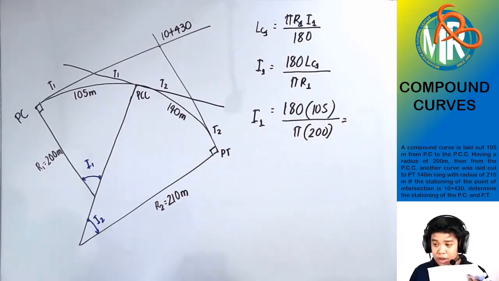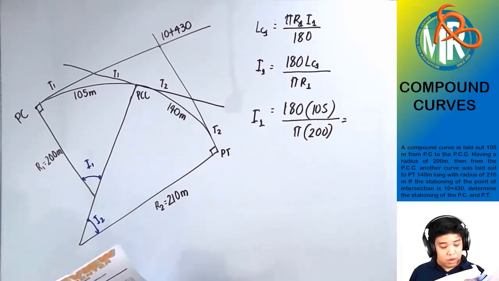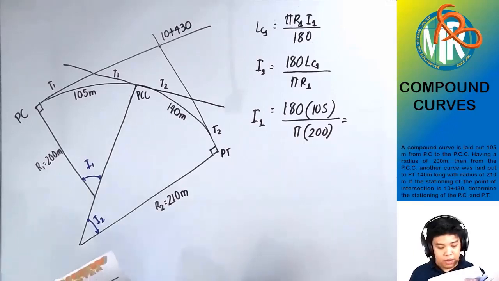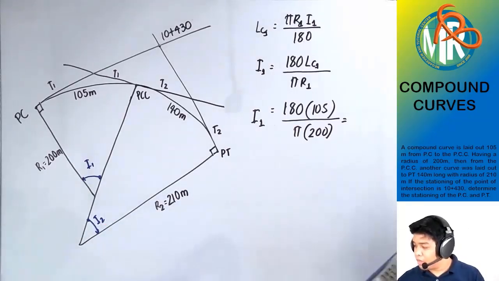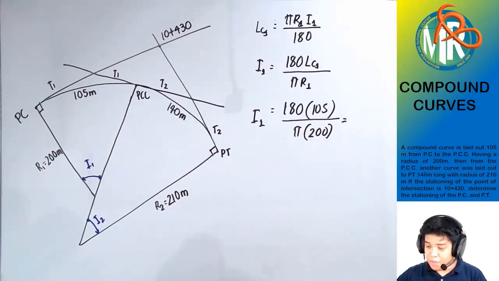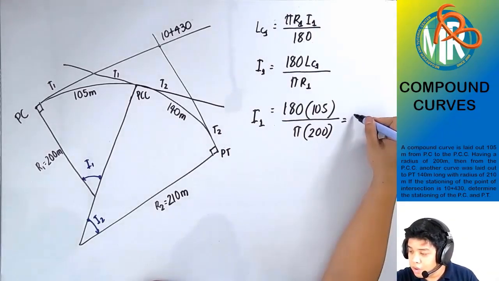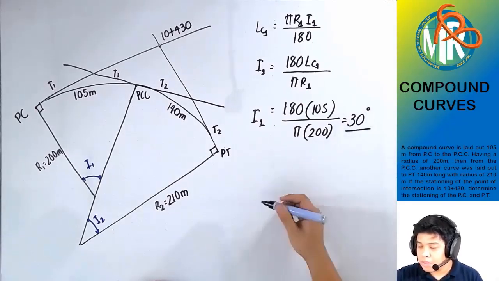So that is 180 times length of curve 1 over pi R1, which is 30.08 degrees. So I1 is 30.08. Maybe I can just make this 30 degrees, so it is not so hard on the head.